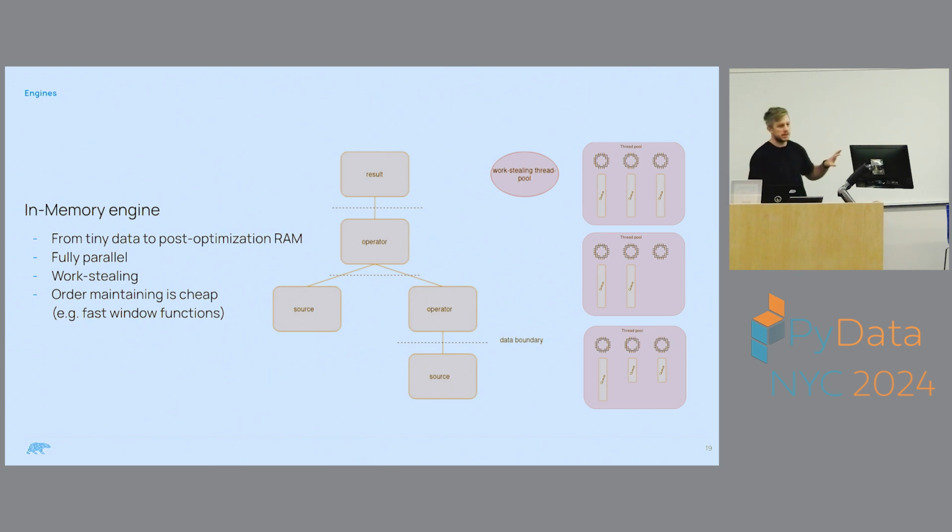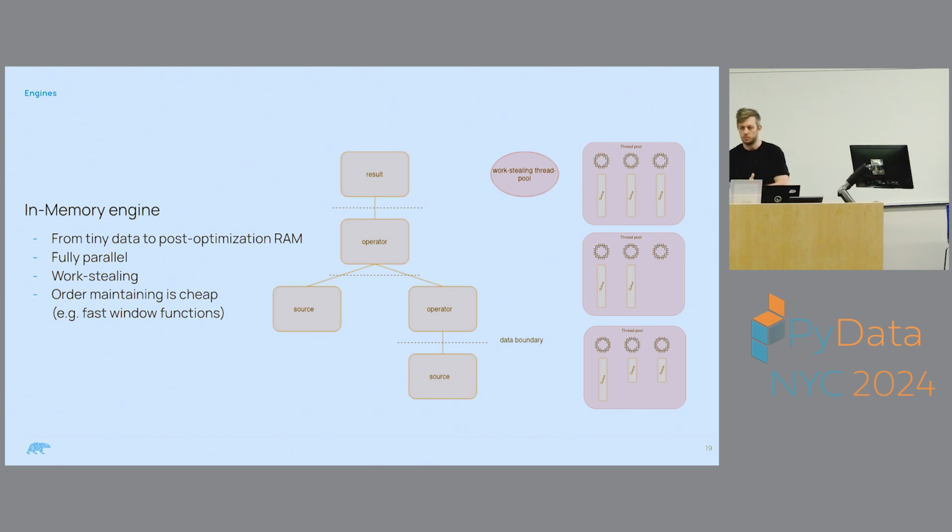Our default engine is the in-memory engine. It's really focused on being fast on data that fits in RAM, but it should also be really fast on tiny data. So we want to compete with pandas from 100 rows to 100 gigabytes of data, or 500 gigabytes, right? If your RAM allows it. So there are trade-offs here, and we really want to also include the very tiny data scale.